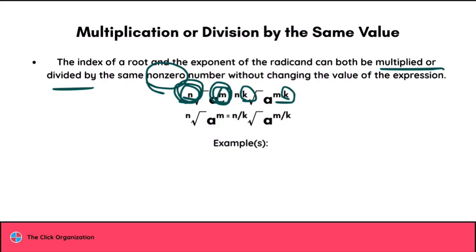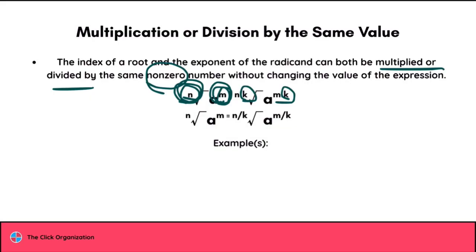In fractions, we also had one property, which was multiplication and division by the same number, both for the numerator and the denominator, and the value of the fraction would not be changed, right? And it is the same for roots as well.